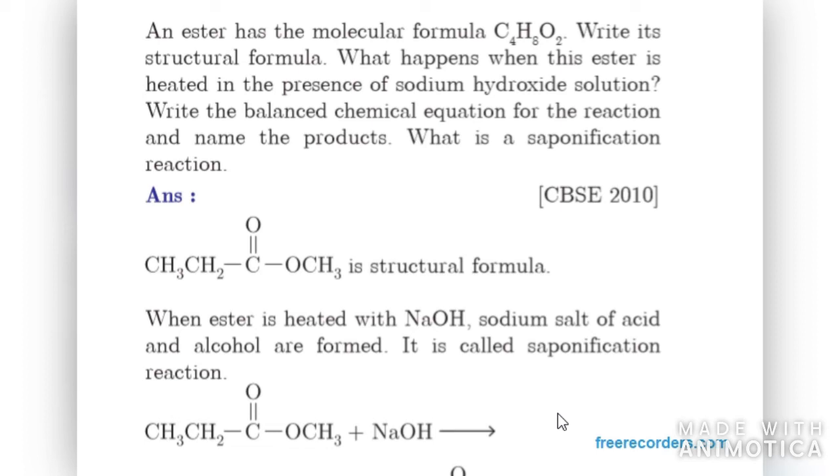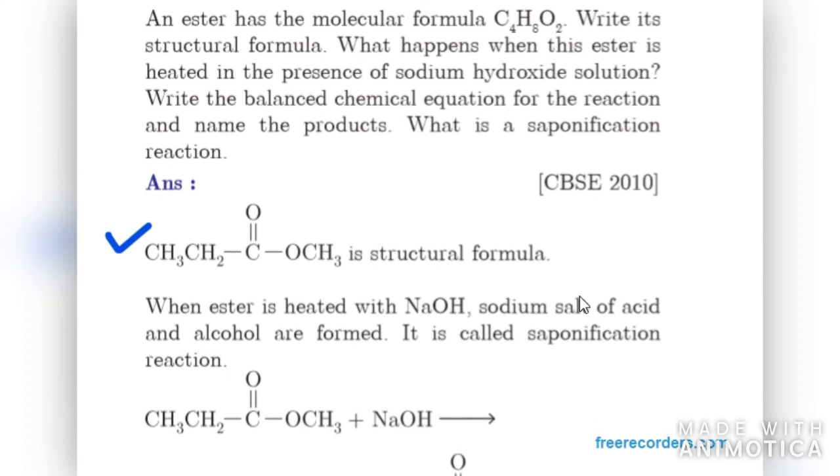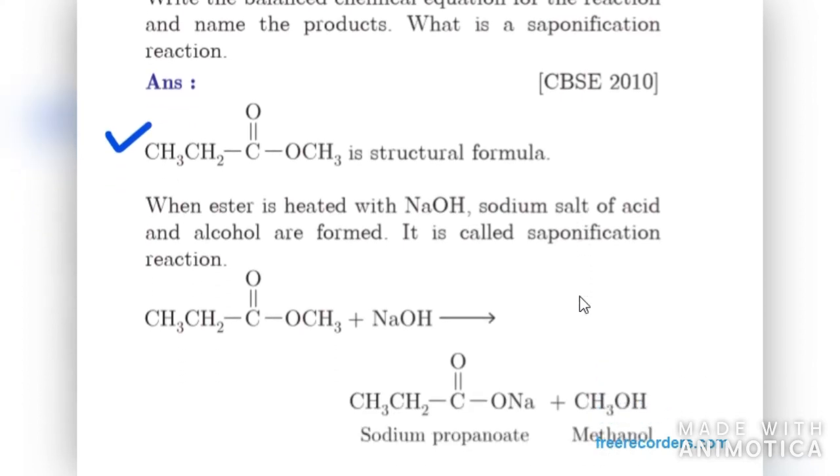So first of all, draw the structural formula for this ester, then react this ester with NaOH. It will be saponification. It will form sodium propanoate. Like this in this reaction, as you can see, when NaOH reacts with ester, Na comes over here and we have CH3 left and OH left. So it will be CH3OH, that is methanol.